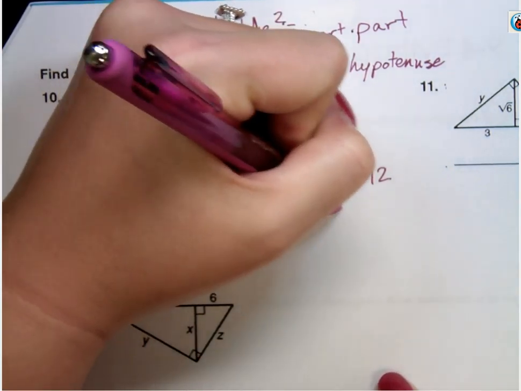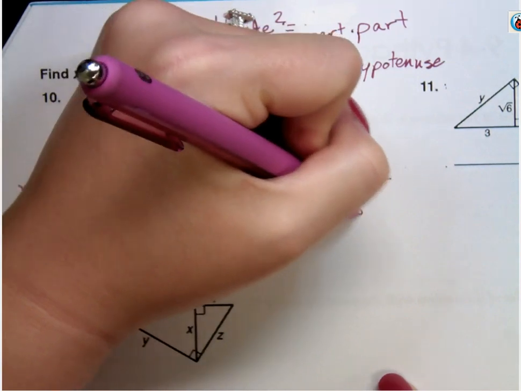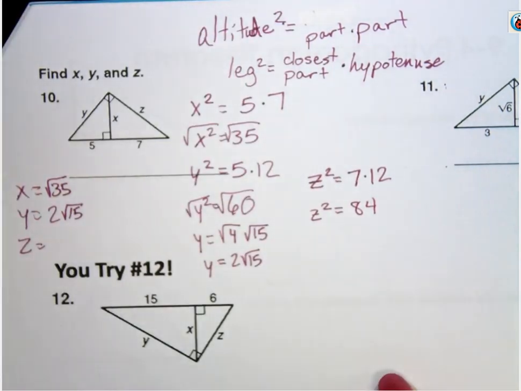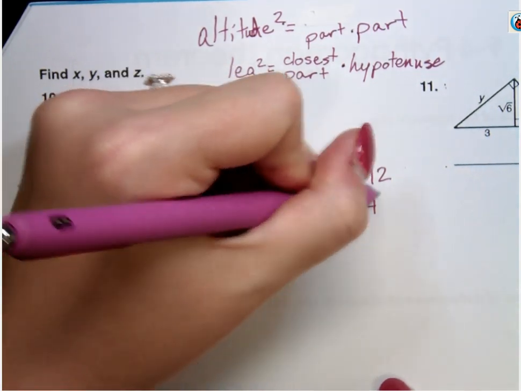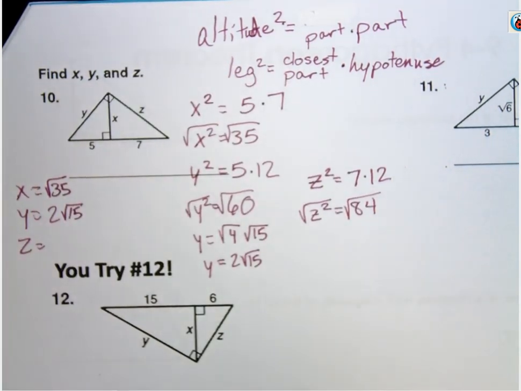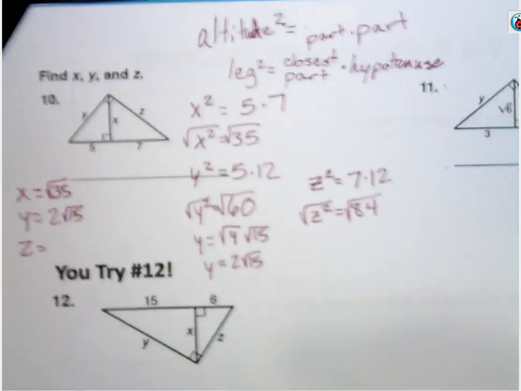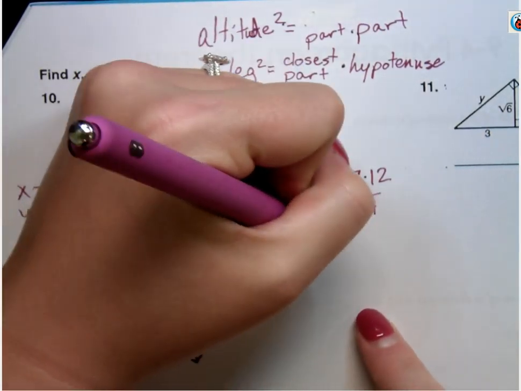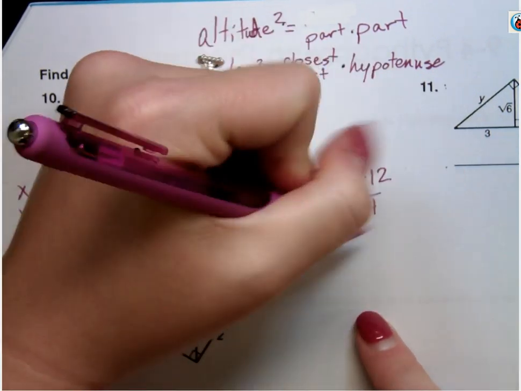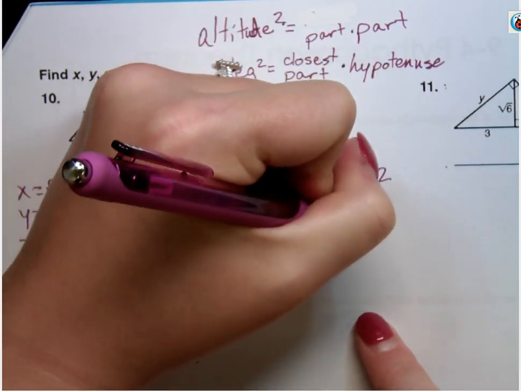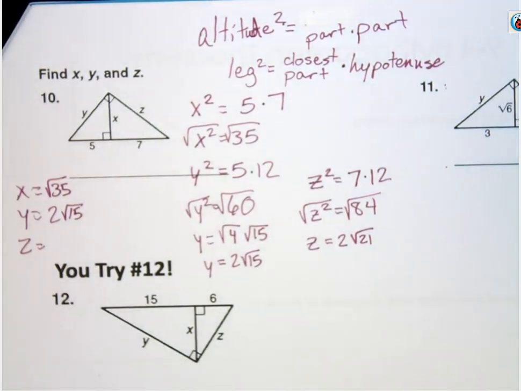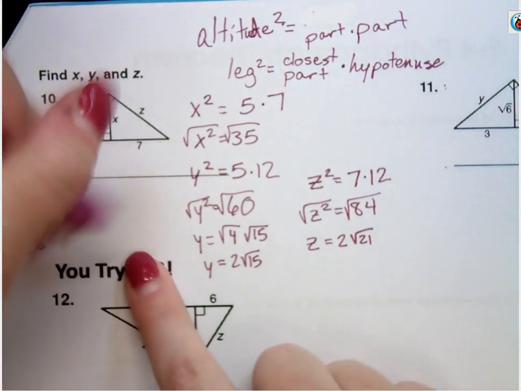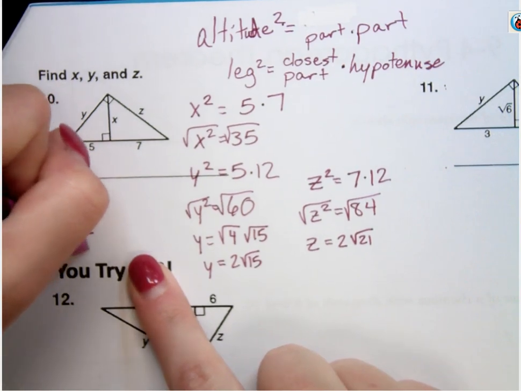Okay, so z squared equals 84. And that one simplifies too, I think. Does 21 go into it 4 times? Oh my gosh, it does. So z equals 2 root 21, because the 4 simplifies to a 2.